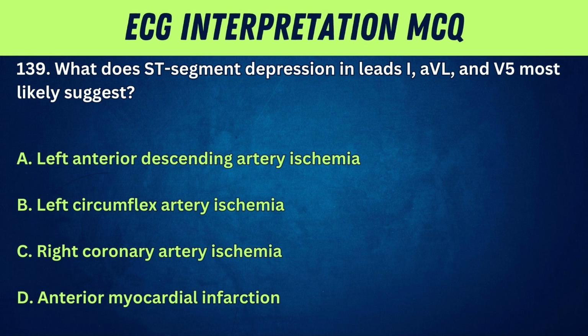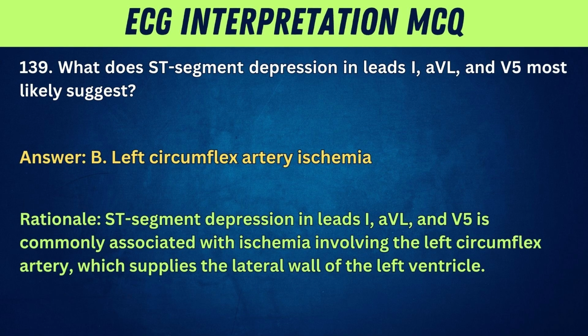139. What does ST segment depression in leads I, aVL, and V5 most likely suggest? A. Left anterior descending artery ischemia. B. Left circumflex artery ischemia. C. Right coronary artery ischemia. D. Anterior myocardial infarction. Answer: B.